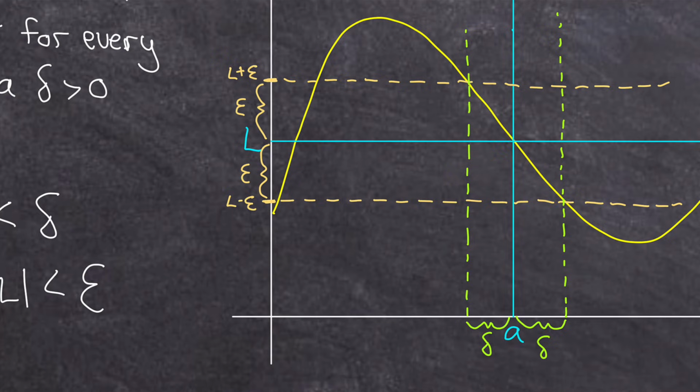So for example, let's say I picked an x value right here. At that x value, I see the function is here, and the y value of the function at that point is right here. So notice, as long as I pick an x value that is within delta of a, up to 1 delta bigger than a, or 1 delta less than a, then I know the y value will be within 1 epsilon of the limit.